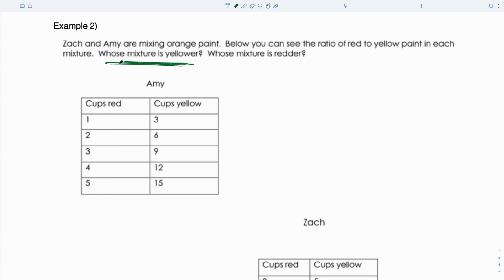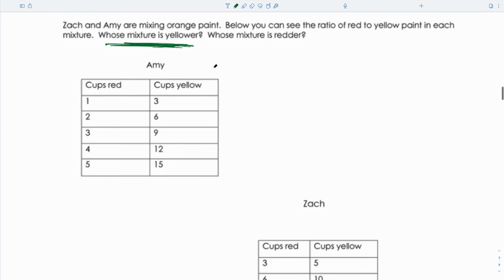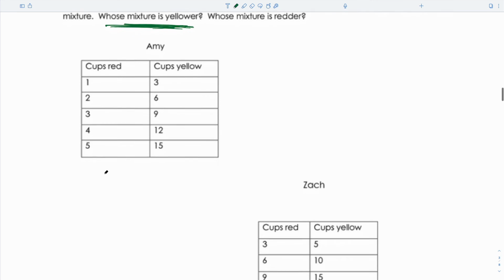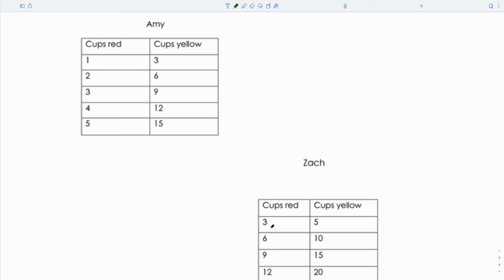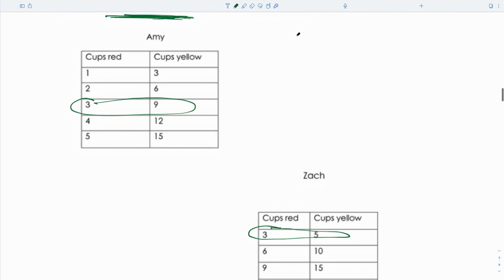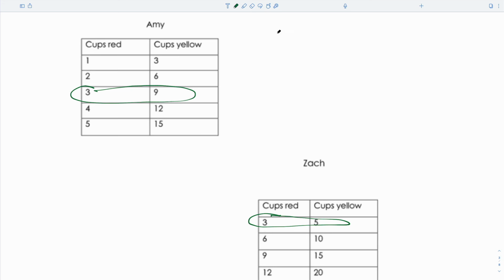So let's first focus on whose is yellower. Well, I'm going to compare by trying to find 2 numbers that match on the red column. When Amy has 1 cup of red, Zach doesn't have 1. Amy has 2, Zach doesn't have 2. Amy has 3, and Zach has 3. So I'm going to circle that ratio. Okay, I'm thinking, well, when they both have 3 cups of red, Amy has 9 cups of yellow, and Zach has 5 cups of yellow. So I'm looking for whose is yellower, and Amy has more yellow.